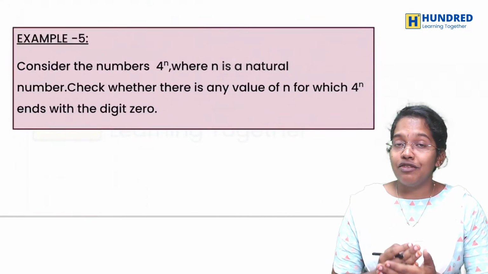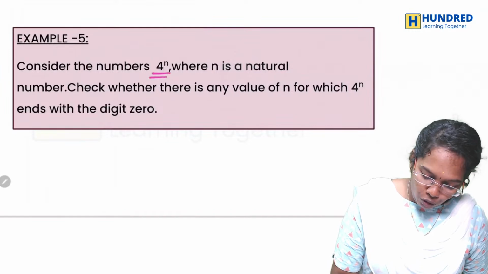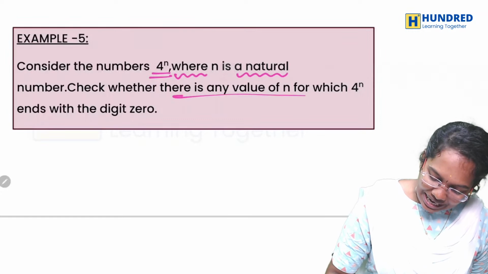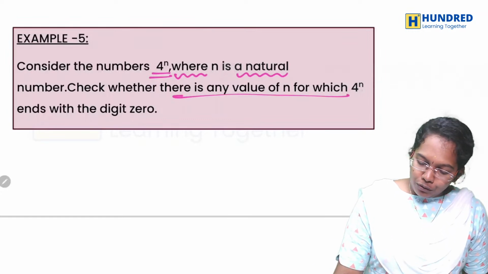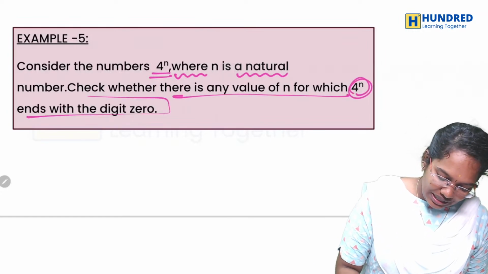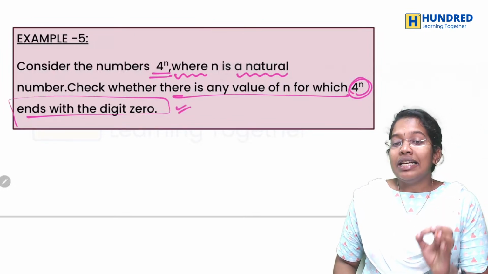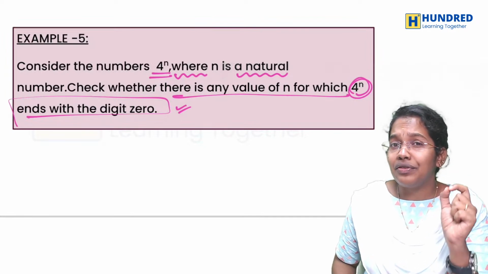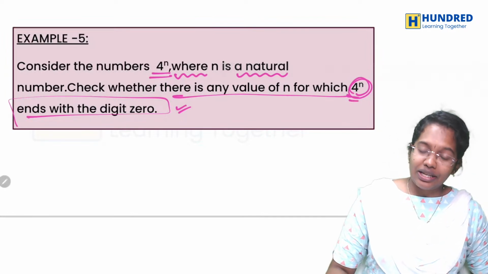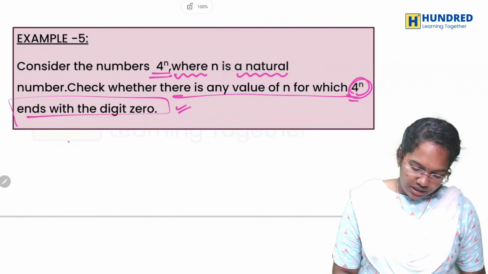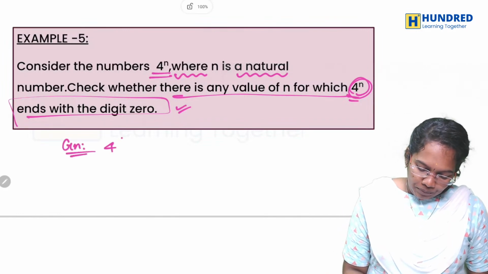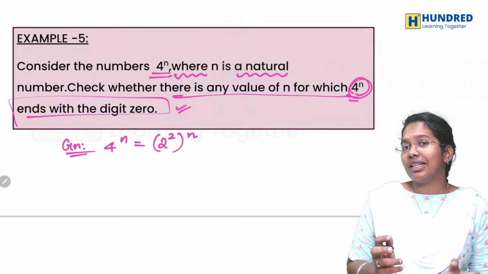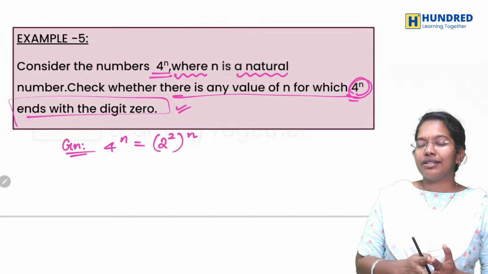So here they have given you that consider the numbers 4 power n where n is a natural number. Check whether there is any value of n for which 4 power n ends with the digit 0. Okay, so first in this kind of sums, what you have to do is find the factors for the given number. So what's the number given here? The given is 4 power n. So then it is 2 square the whole power n, right? So here the factors are 2, that is 2 square is the factor here.